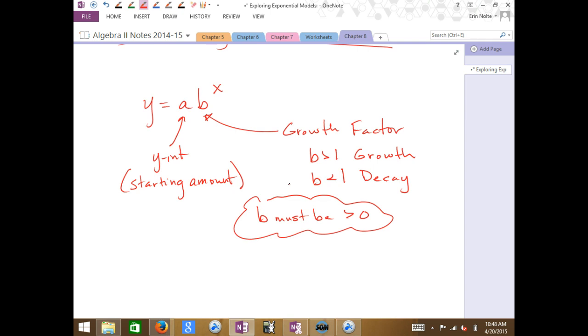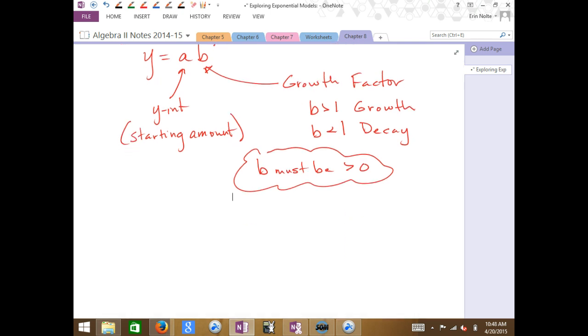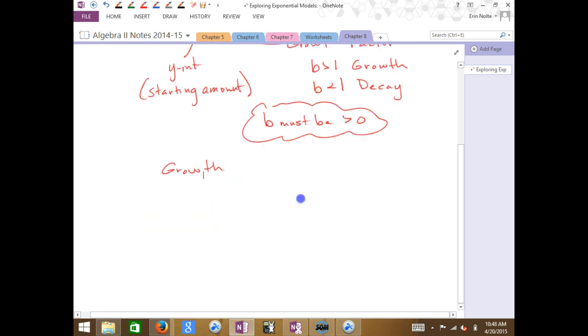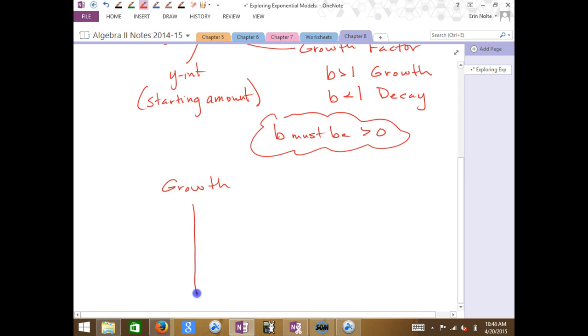In terms of what these look like, a growth looks like this. The growth function is just like what Colin drew on the board today. It starts infinitely close to the x-axis and then grows up and gets bigger and bigger and bigger. How come it's on the negative side? Because it keeps going, it can exist in the negative.